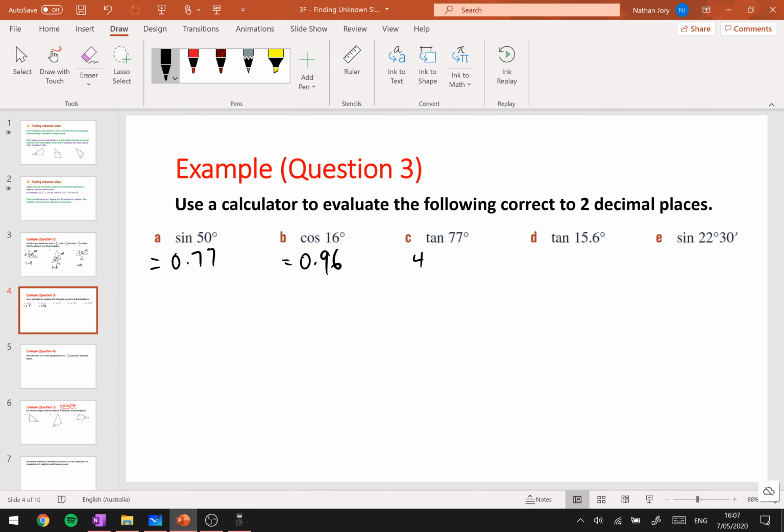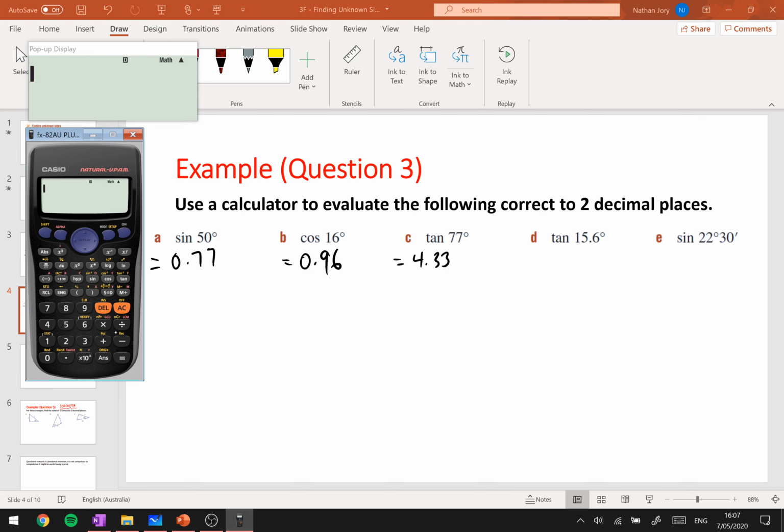4.33. Okay, next one is tan of 15.6 degrees. So we're going to go tan 15.6. Close it off. So when you do that, your calculator automatically picks it up as degrees. And the reason it does that, if you can see, there's a little d just here. That d is giving you these answers.